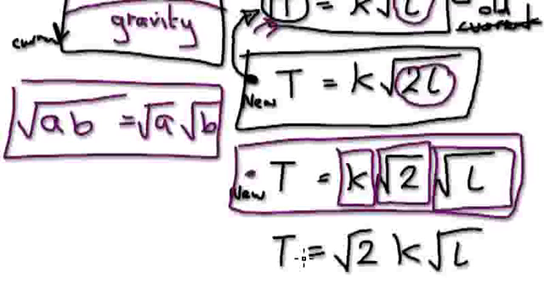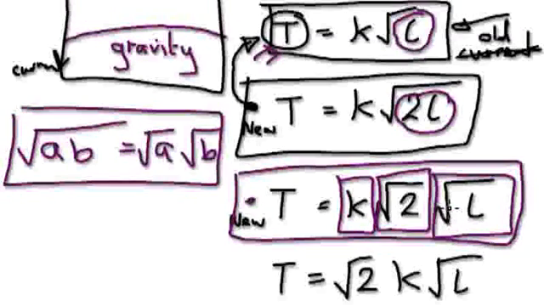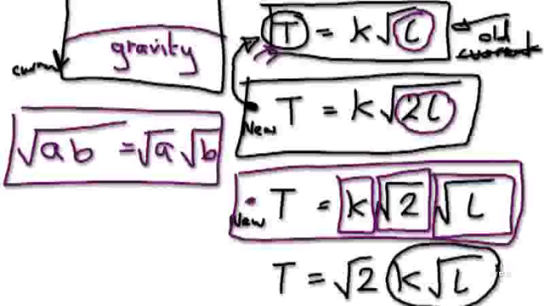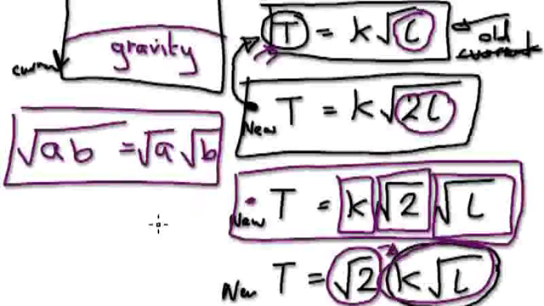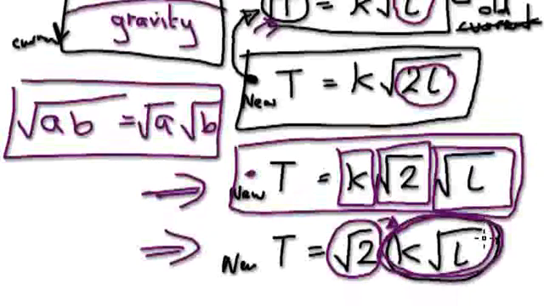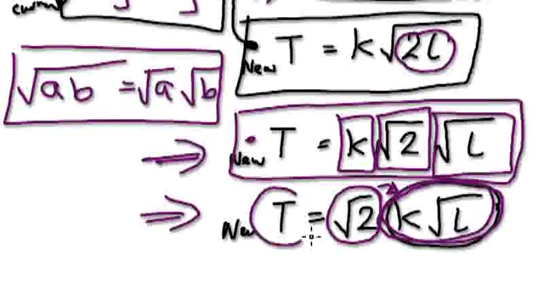So this is the time of the new one. Now look at this here. This is our old time. Our old time is given by K root L. Now our new time is going to be this, whatever this is, times our old time. Remember, what's in here is our old time. We want to rewrite it in a new way where it involves the old time, so now we can compare this new T in terms of the old time.